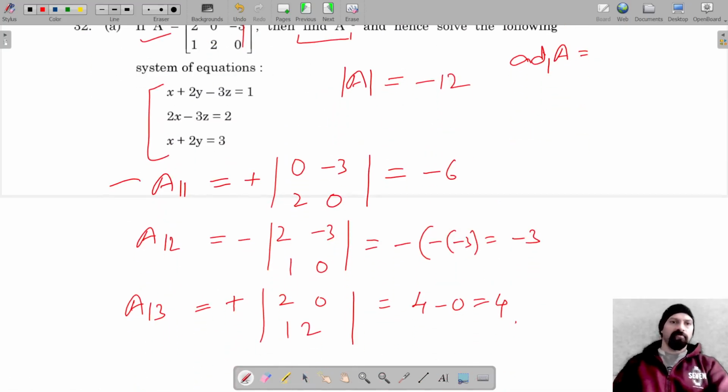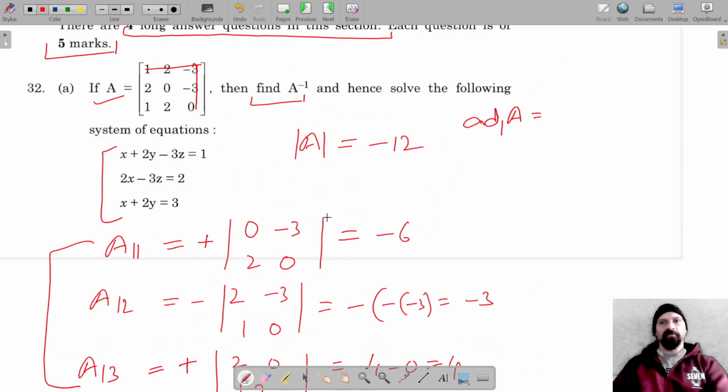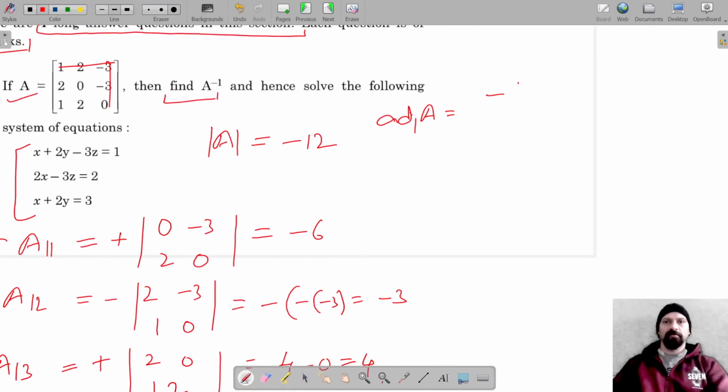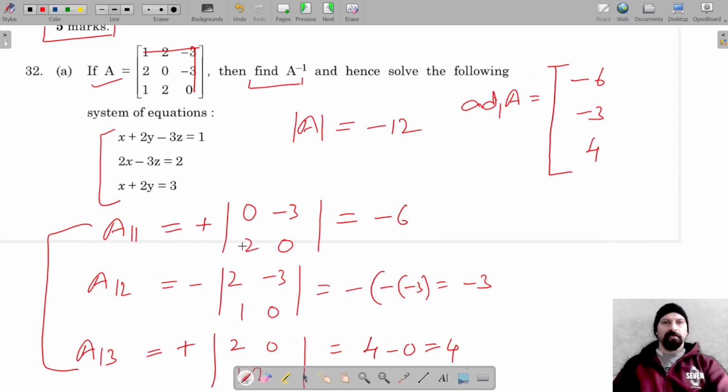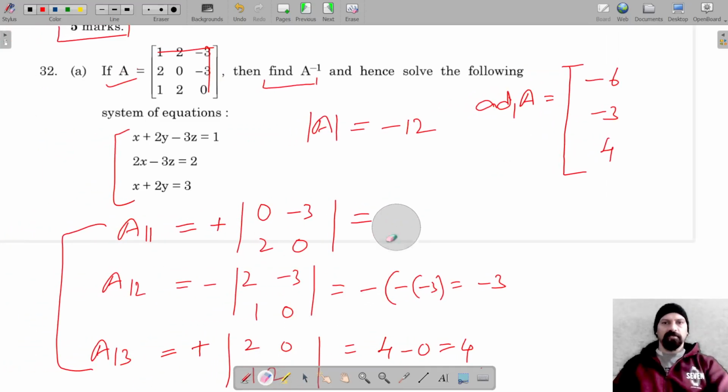So we have got the cofactors for the first row, and we are going to write them in the column here. So this is negative 6, negative 3, and 4, because adjoint is the transpose of the cofactor matrix. And actually, this should be 6, because 0 into 0 is 0, minus of minus 6, which gives me 6. So this is 6.